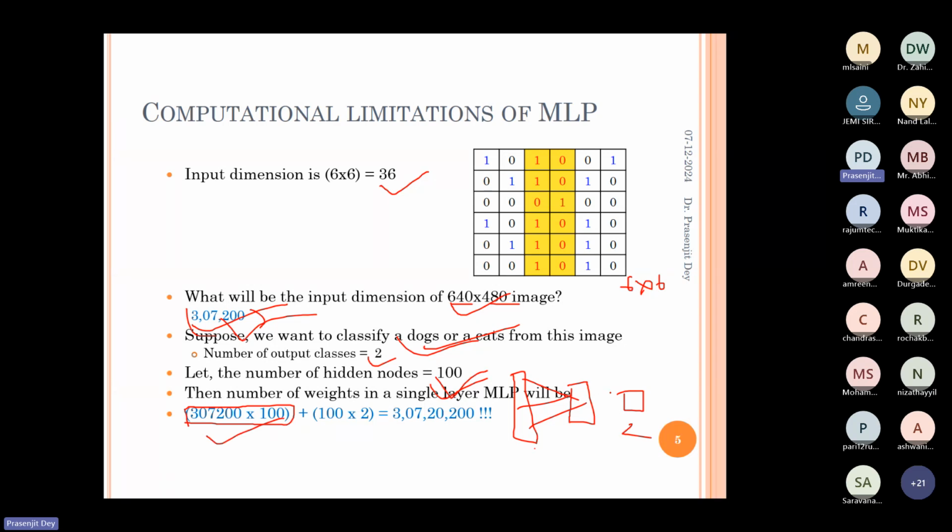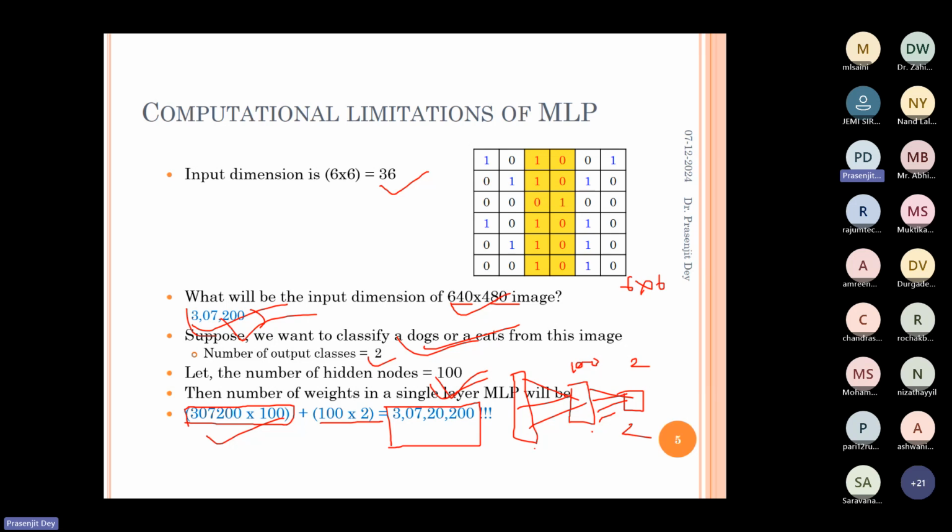And in the case of the hidden and output layer, the number of hidden nodes is 100 and the number of output nodes is 2. So what will be the total number of links or weights between them? It will be 100 into 2. For simplicity, I have not considered the bias value. So this will be the number of weights you need to train the classifier model.